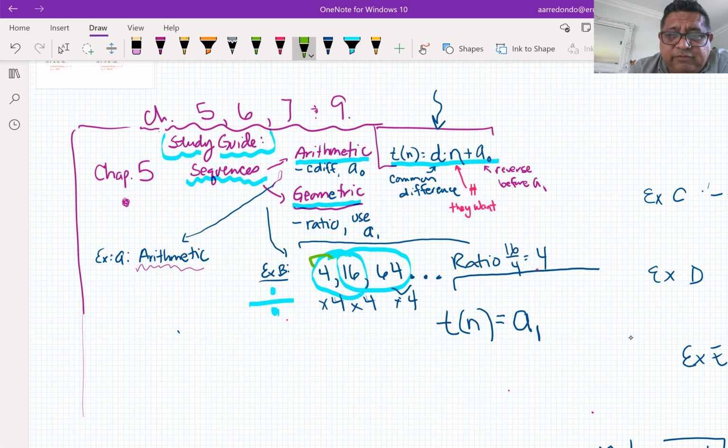That's easy. However, you also multiply and then you put the common ratio, but you set it to a power of n minus 1. This is called the explicit formula.